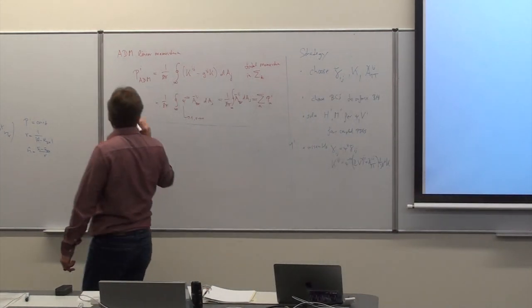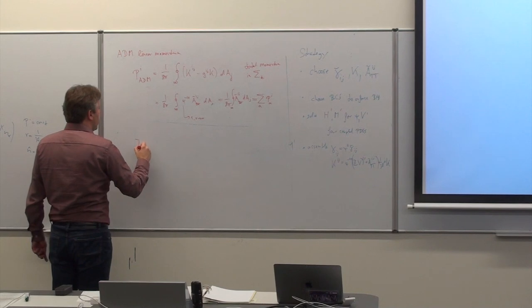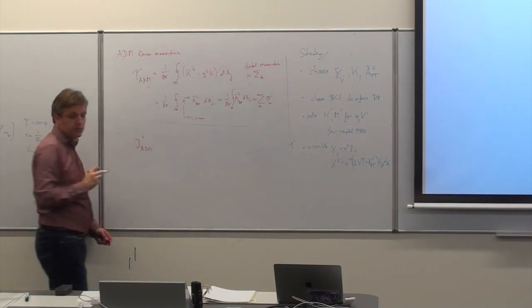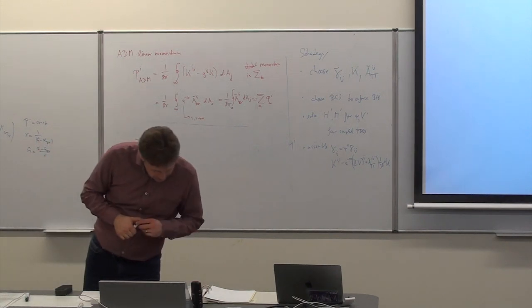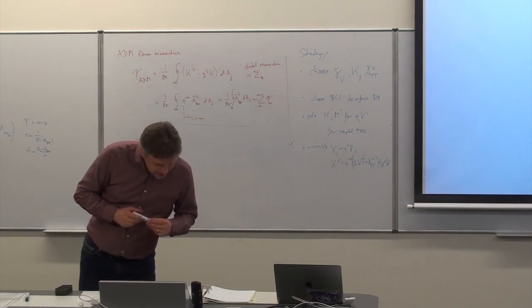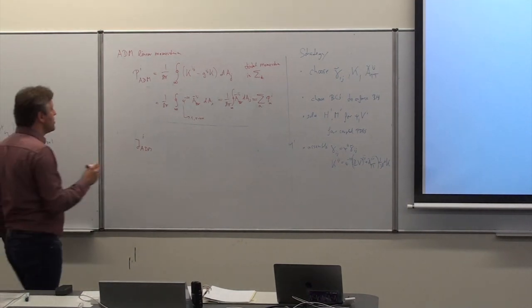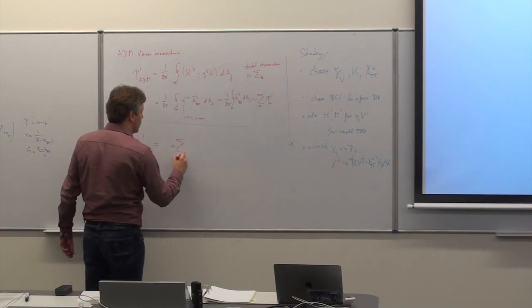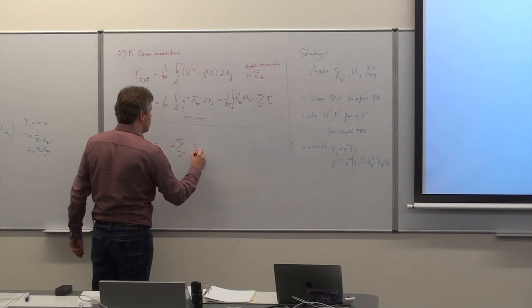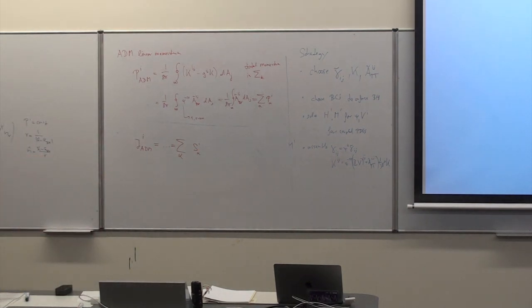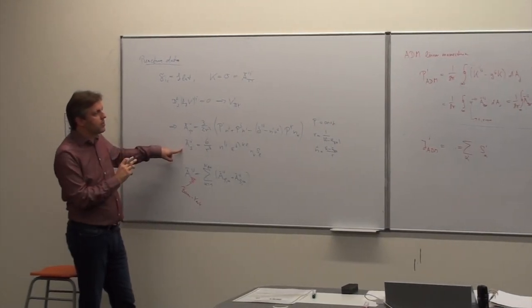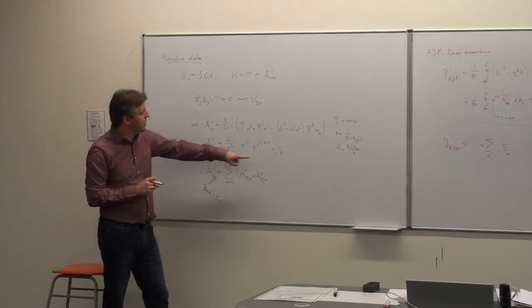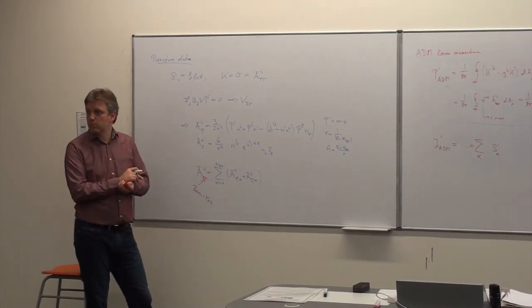There's a similar expression for the ADM angular momentum. And if you evaluate that expression, what you find is the sum of the individual S vectors that go into the second expression here. So for a single black hole, the total angular momentum would be the parameter S that goes into this expression. So we have the angular momentum of the black hole.